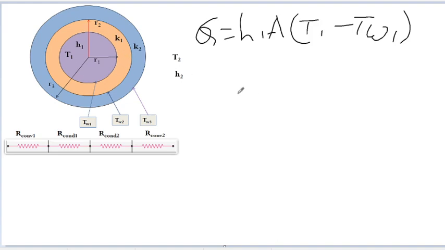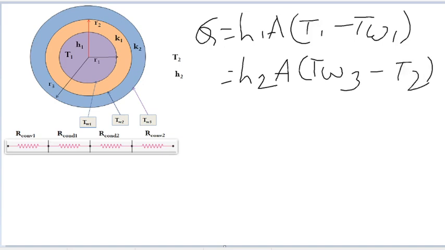In the second one I can write h2 times A2 times the temperature difference. Here I write the surface temperature, because the fluid is in contact with this surface, and this particular surface has the temperature Tw3, so Tw3 minus T2. This is general; again it is A1 and A2 because the areas are changed. We consider the area of the cylinder, 2 pi R L, that is the area we have to consider here. Now this is the case for convection.